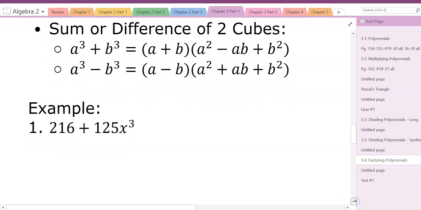So for this first one, it says 216 plus 125x to the third power. So I don't have A's and B's. So we've got to figure out what is the A and what's the B term. What I want to do is look at those numbers, 216 and 125. If you have a calculator in front of you, and if you don't, you might want to get one out, because I'm going to show you how to take the cube root of something, because you're trying to figure out what number to the third power got me to 216 or got me to 125.